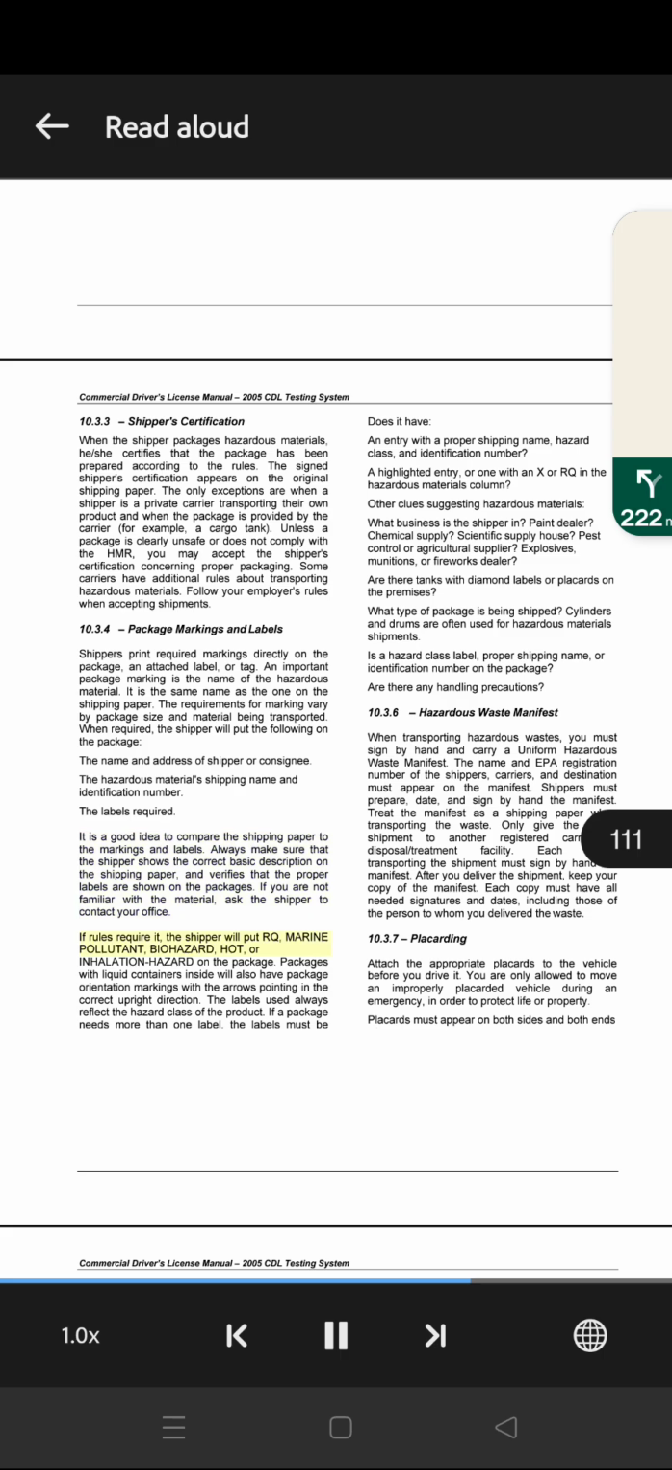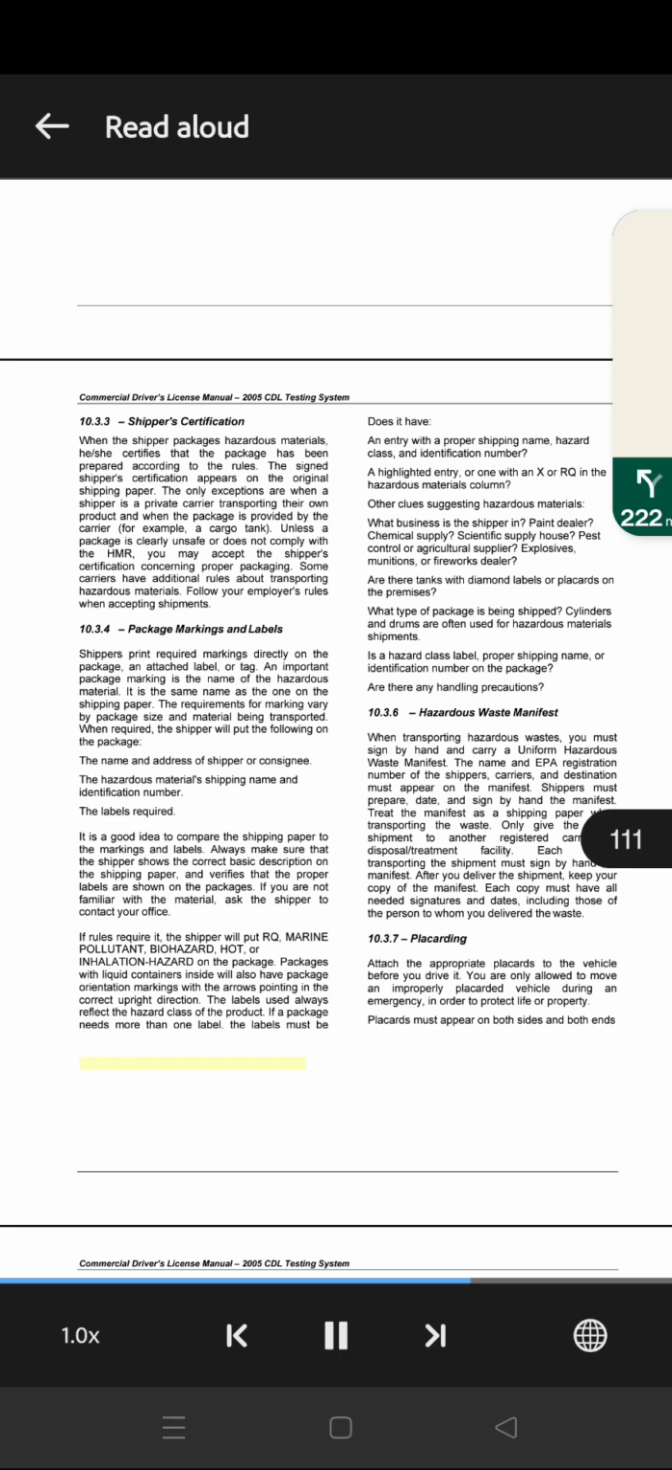If rules require it, the shipper will put RQ, marine pollutant, biohazard, hot, or inhalation hazard on the package. Packages with liquid containers inside will also have package orientation markings with the arrows pointing in the correct upright direction. The labels used always reflect the hazard class of the product. If a package needs more than one label, the labels must be close together, near the proper shipping name.